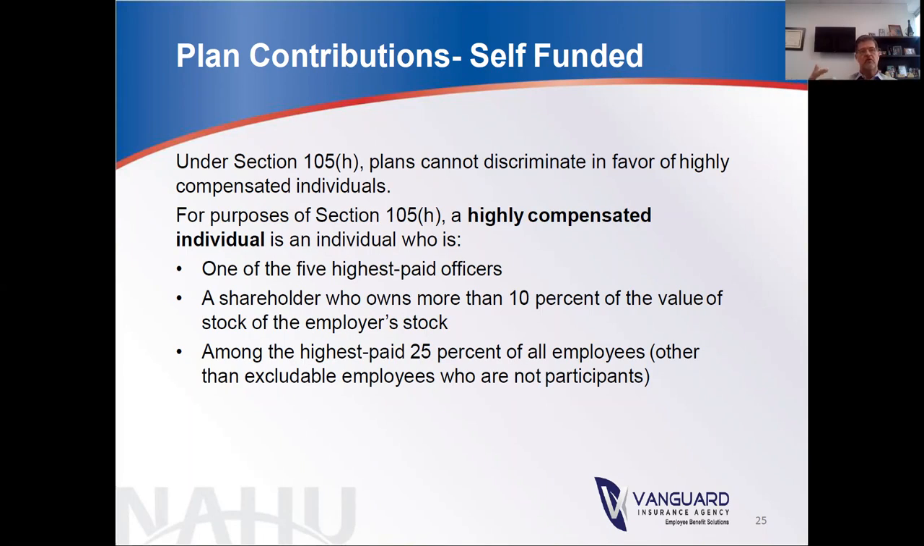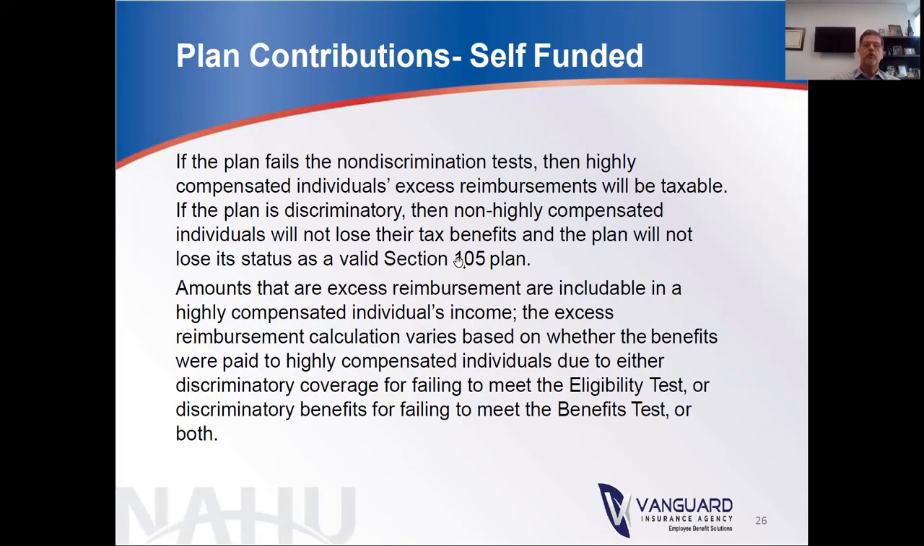If you're self-funded, you do have to comply with Section 105(h), which is very similar to the discrimination regs that are for Section 125. So again, for the purposes of 105(h), if you're one of the 5 highest paid officers, a shareholder who owns more than 10% of the value of the employer's stock, or among the highest paid 25% of all the employees, and you are receiving more of the contribution than the non-highly compensated employees, that could be a compliance violation. And again, the excess reimbursements provided to the highly compensated employee could wind up being taxable.